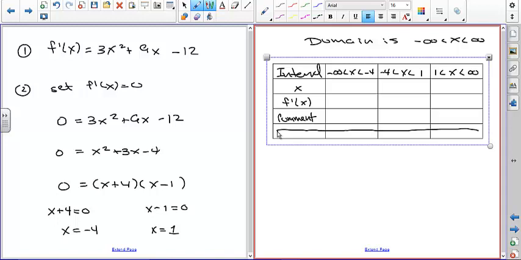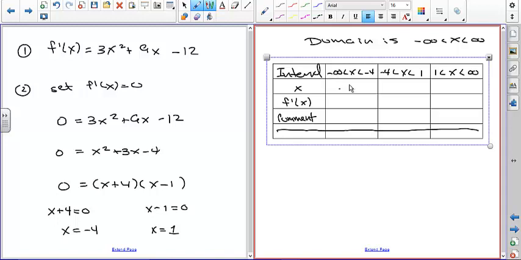So I have to pick some value of x between negative infinity and negative 4 where I can evaluate the derivative and see whether it's positive or negative. We don't care what the value is, we just care whether it's positive or negative. If it's positive, then it's an increasing function. If the derivative is negative, then it's a decreasing function. Okay, you always pick the numbers that are easiest to evaluate.